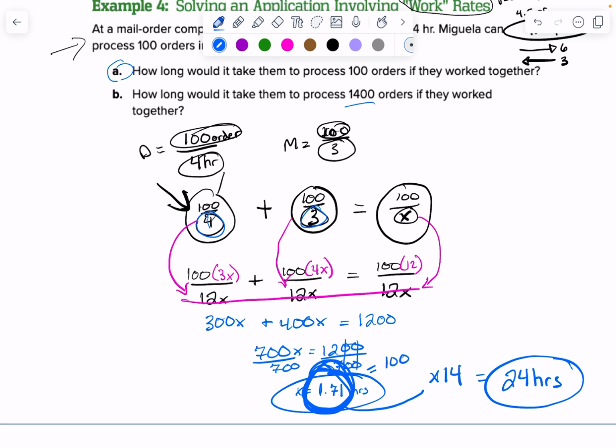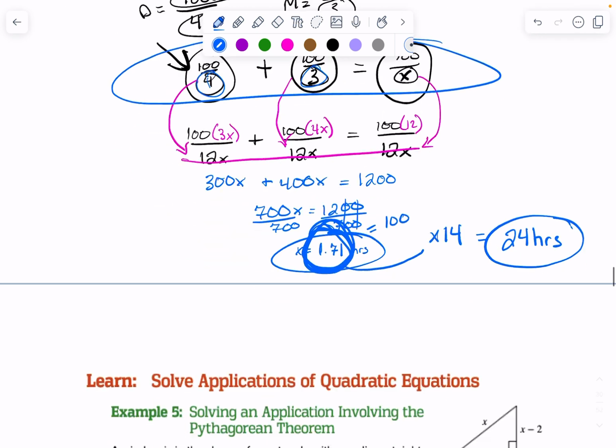Hopefully that made sense, okay? But this is going to be how you're going to set up those work problems. Something over whatever divided by time, and you're adding efforts together to be a total, okay?